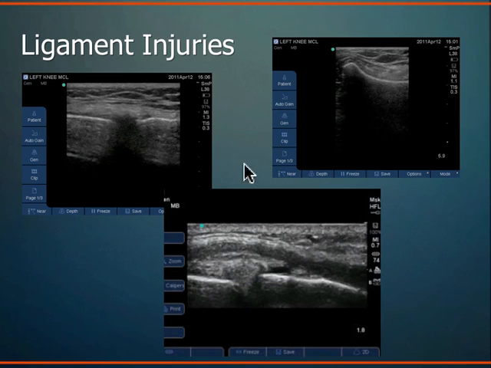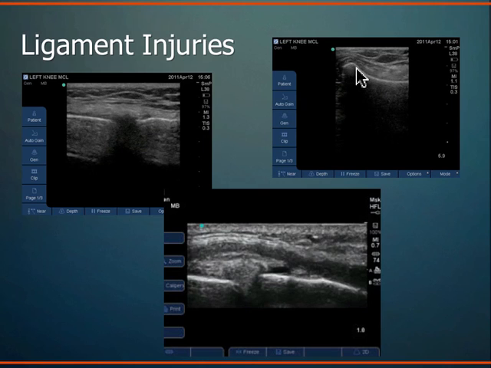So ligamentous injuries, this is a depiction of a normal MCL. This is joint space here, femur, tibia, and MCL. Ligaments look very similar to tendons. You have that fibrillar pattern, but it's a little bit more hyperechoic, a little bit more dense than tendons. So this is this dense ligamentous structure coming across here.